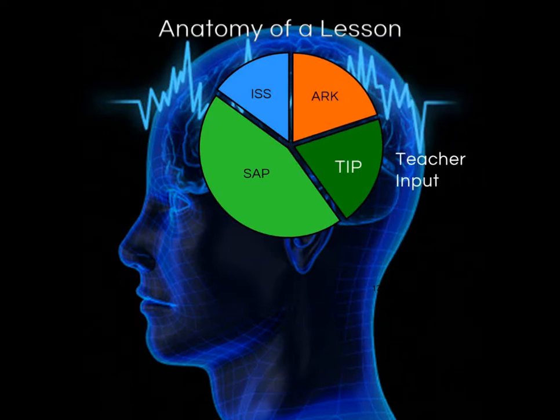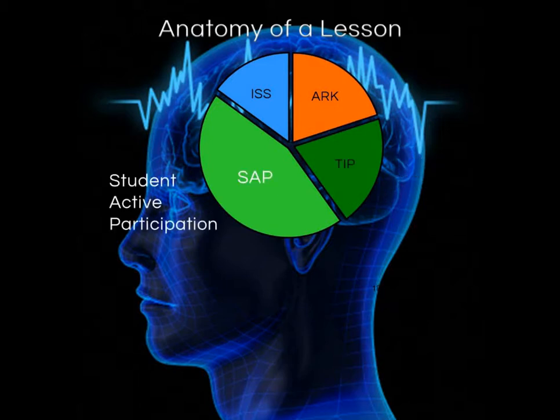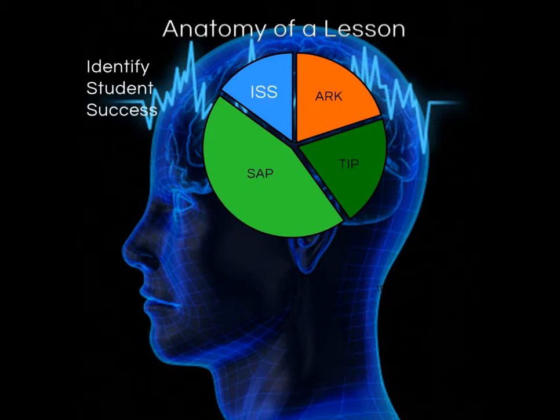Next is TIP, the teacher input. This can be the direct instruction portion of the lesson. Notice the proportion of our allocated time. Where we see a large portion of allocated time is SAP, student active participation. This is when our students are actively engaged with the content. We'll look into this portion in a bit more detail in a moment. And finally, ISS, identify student success. This is where we use our formative assessments to check for student understanding.